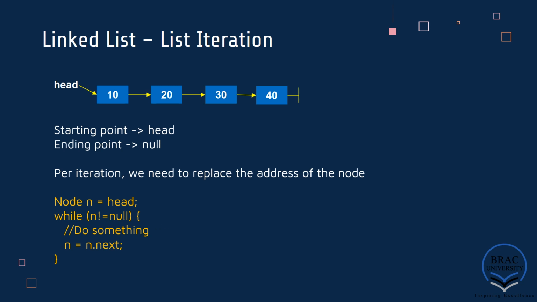I have shown you the while form. Let's take a look at the for version. Same approach: we have the head as the initial point, null as the ending point, and per iteration I change the address that is contained in my object node.